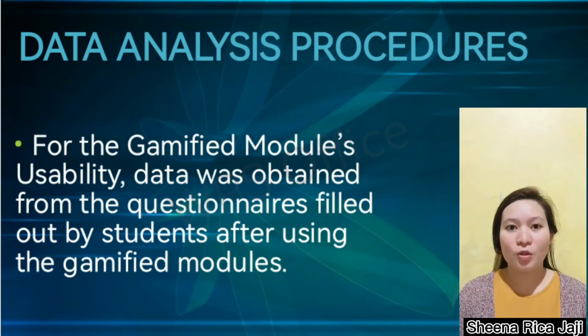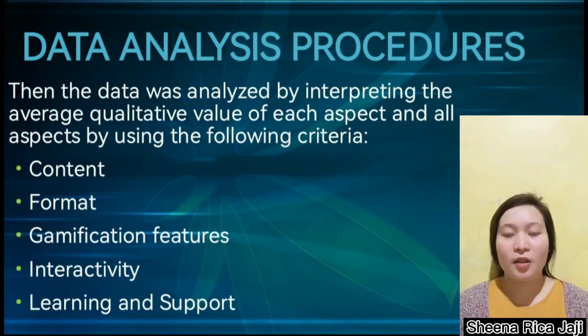For the Gamified module's usability, data will be obtained from a questionnaire filled out by students after using the Gamified modules. The statistical treatments used were frequency count, percent formula, weighted mean, and statistical package for social sciences software at a 5% level of significance. Then, the data will be analyzed by interpreting the average qualitative value of each aspect and all aspects by using these criteria. The collected data will be analyzed to determine judgments or opinions about the application's usability.